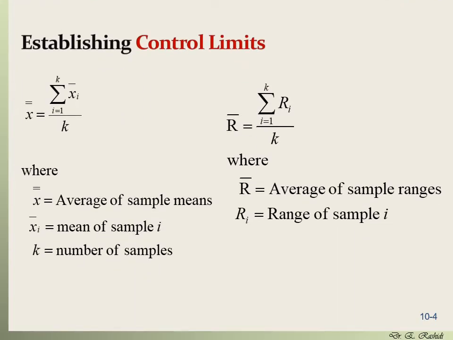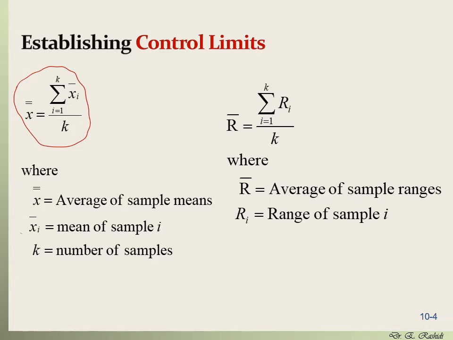Establishing control limits for control charts for variables. Here you see the two formulas for control charts for variables. We have the X bar chart. X bar here is the average of sample means, which is going to be the middle line, the central line, that's going to be the central tendency measure. And that's just the definition of average that we learned from statistics.